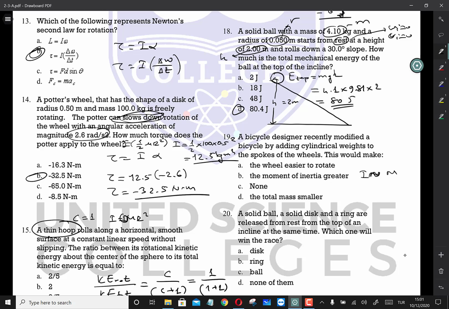But in other cases, when you add masses to the spokes of the wheels, which are not the axis of rotation, as mass increases, moment of inertia increases. Moment of inertia gets greater. This is the correct answer. As moment of inertia gets greater, the wheel will be harder to rotate, so this is not correct. Total mass gets smaller? No, when you add masses, weights, mass increases. This is not correct. So the correct answer is B.